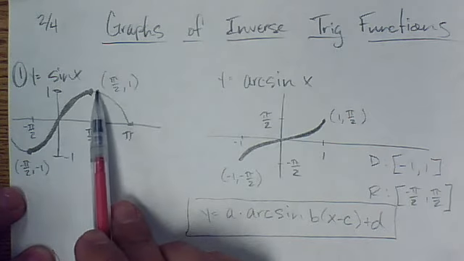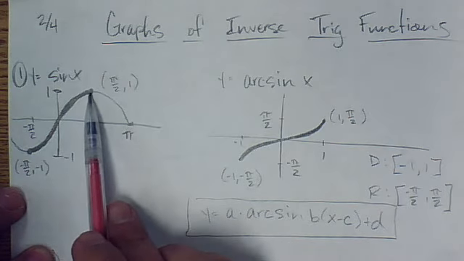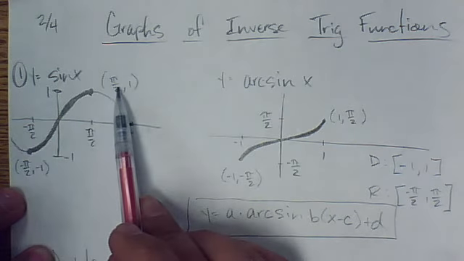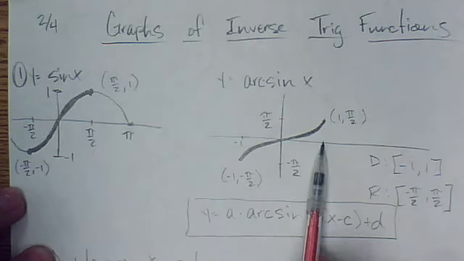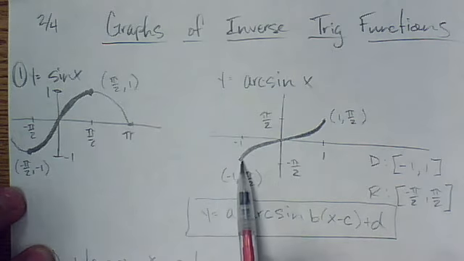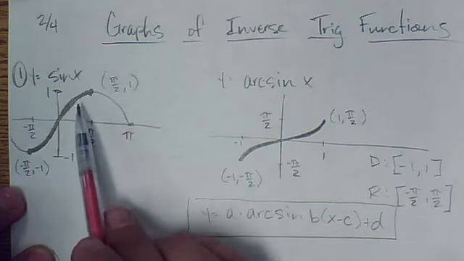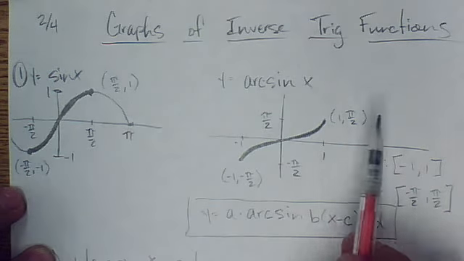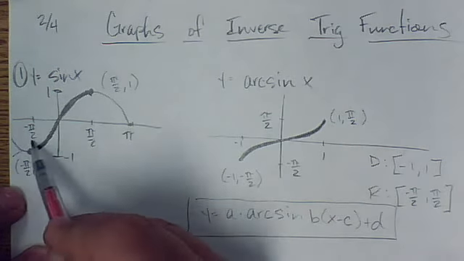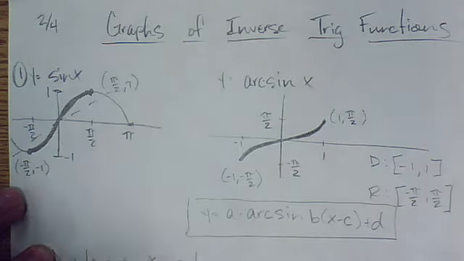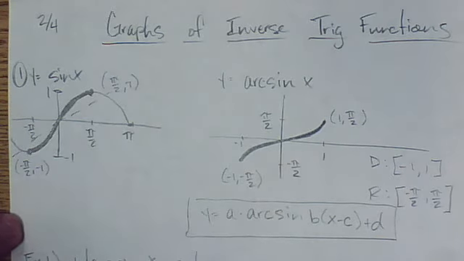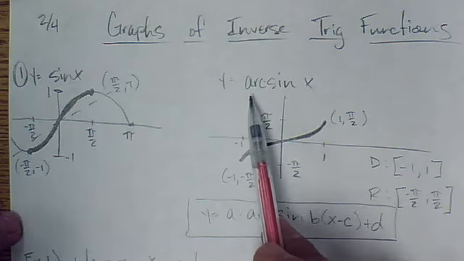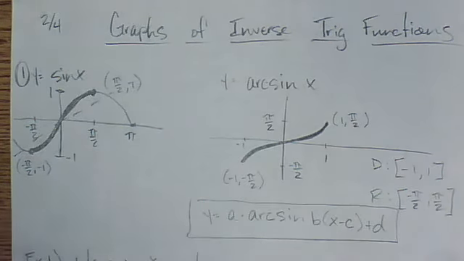So these are your critical points, pi over 2, 1. Negative pi over 2, negative 1. And when we flip those, we get 1, pi over 2 and negative 1, negative pi over 2. Notice this part right here is down like a frown, so this part right here is up like a cup, because this is a reflection over that line y equals x. So this is the parent function for the inverse sine function, y equals arc sine x.